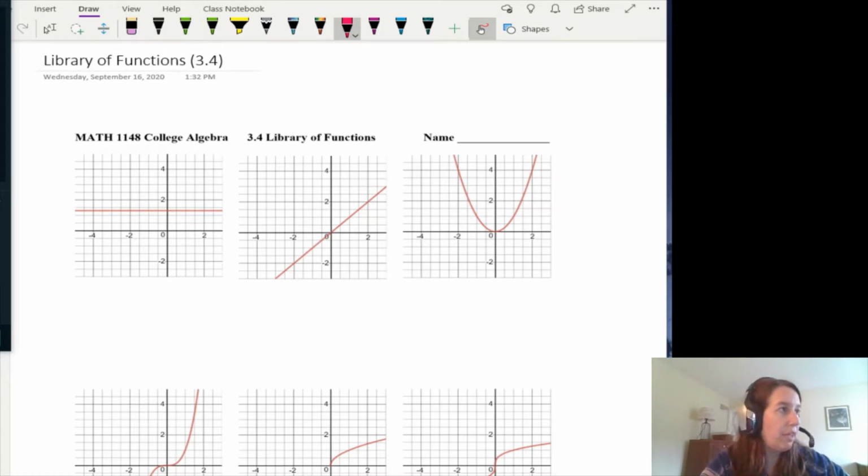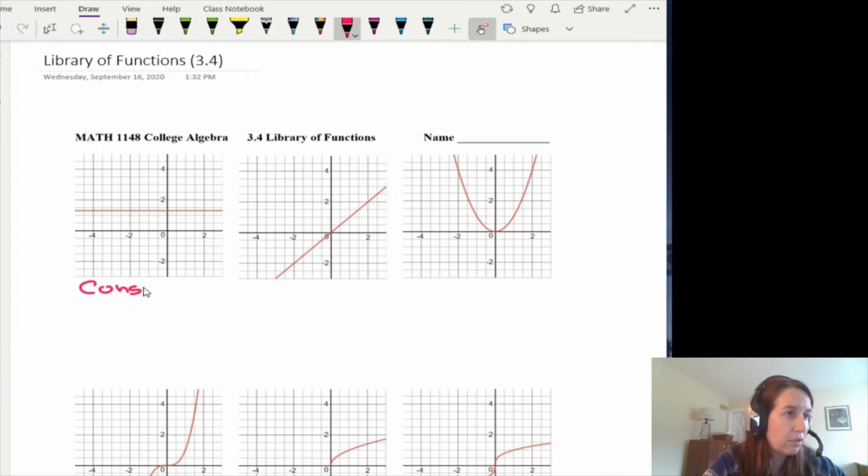So we're looking right now at 3.4 Library of Functions. Yes, this is section 2.1, but this is where I want us to get familiar with these functions. All right, so the first function, notice that the functions are drawn here in red. This is just a horizontal line, and that is called the constant function. And the equation for the constant function is y equals some number b.